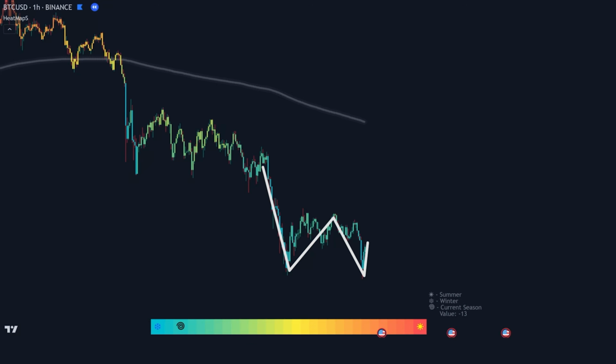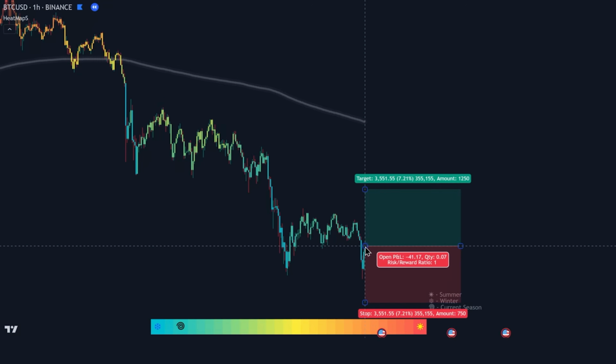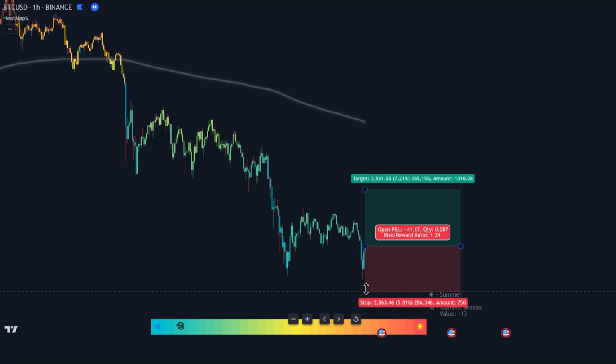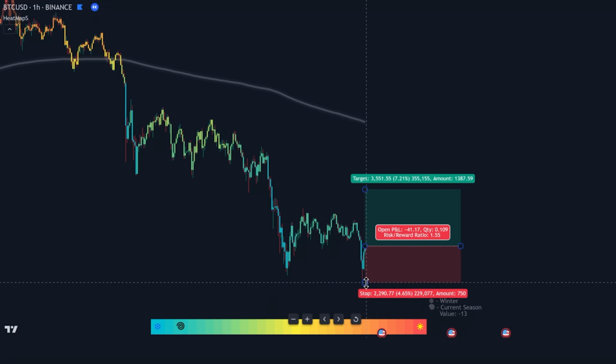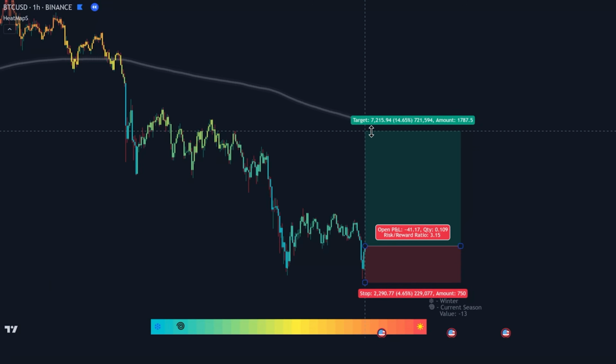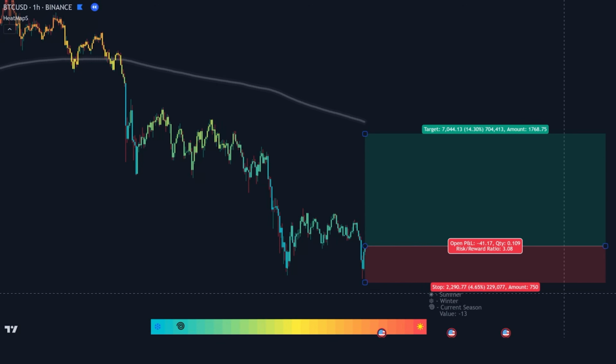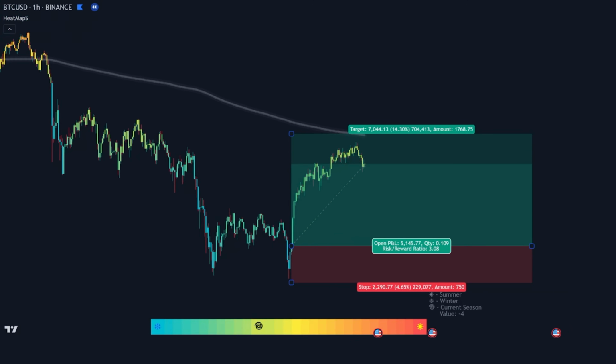The best entry point for this trade is after the price creates the double bottom pattern, confirming the bullish reversal. To manage risk, the stop loss should be placed just below the lowest point of the double bottom, ensuring protection if the market continues downward. For the take-profit target, we aim for a 1-to-3 risk-to-reward ratio, or set near the regression line. Now, let's see how the sell trade plays out.